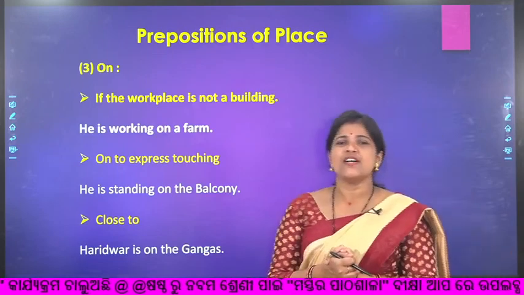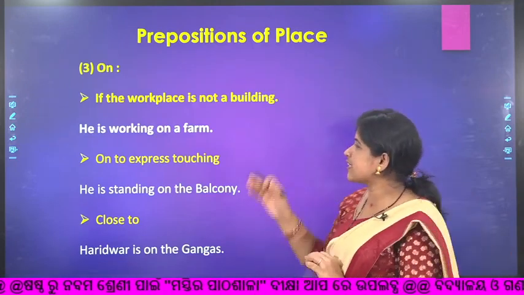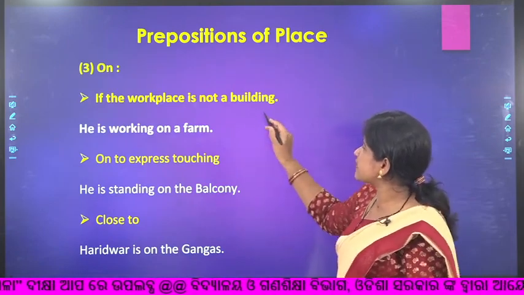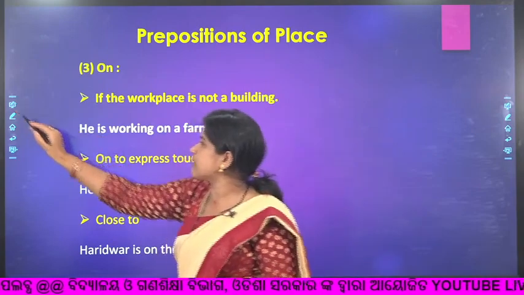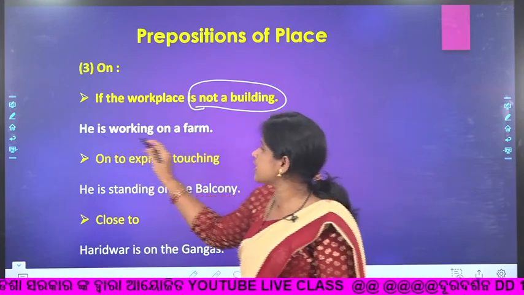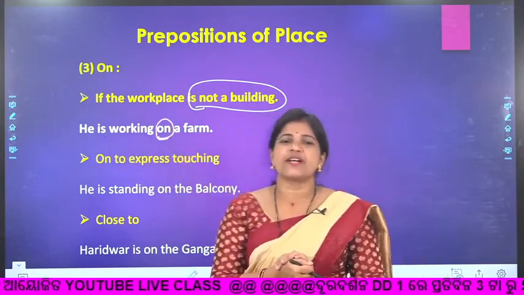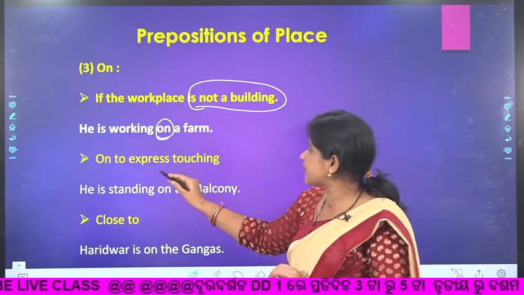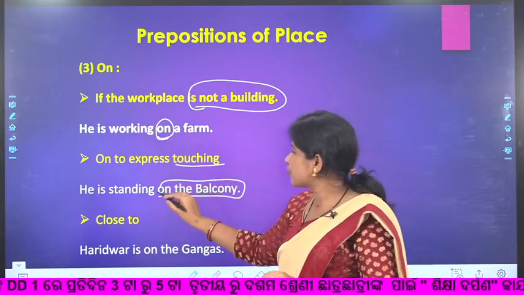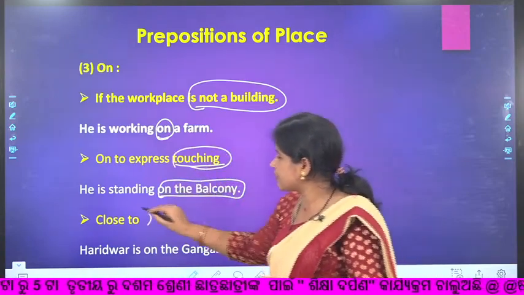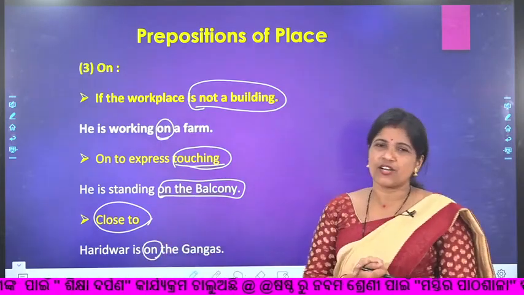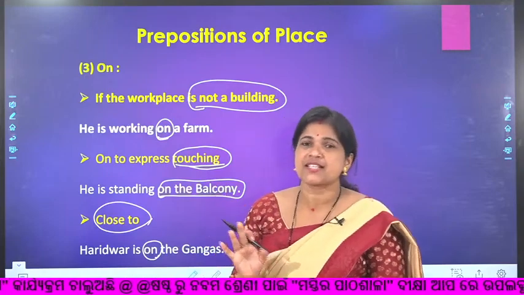And the last one is on. Now it has three particular uses that are given in your book. One is if the workplace is not a building, then we use on. So he is working on a farm. Then, on is used to express touching. So he is standing on the balcony. So when the meaning is touching, or close to, then Haridwar is on the Ganga. So these are the three basic uses for on.